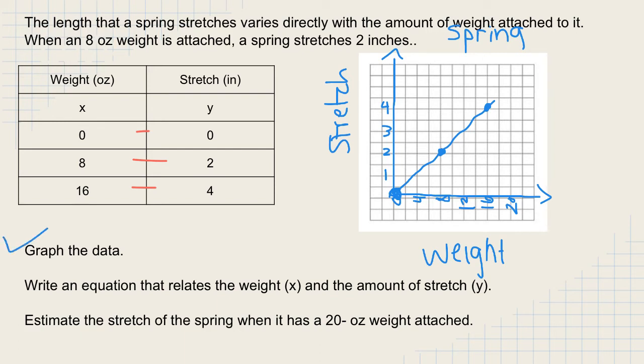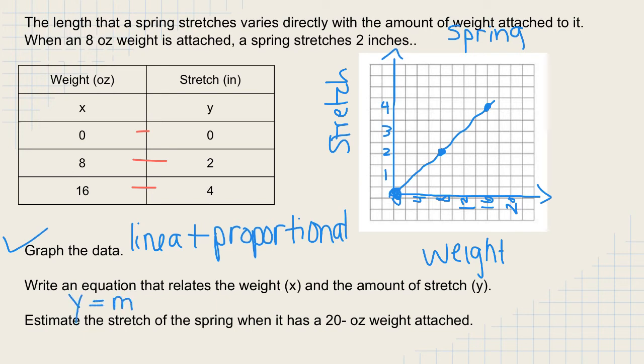Because this data has direct variation, which means that it is linear. And it is proportional because it goes through the origin. I can use the equation y equals mx. Remember, m is your constant rate of change, or your slope, or your direct variation.